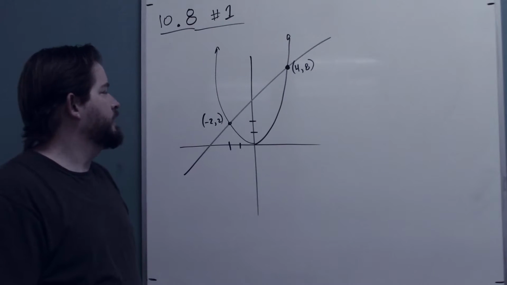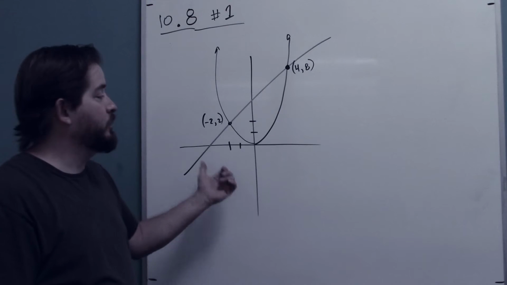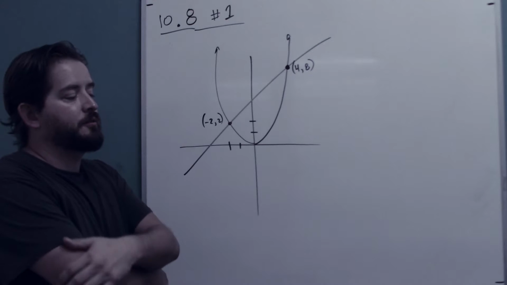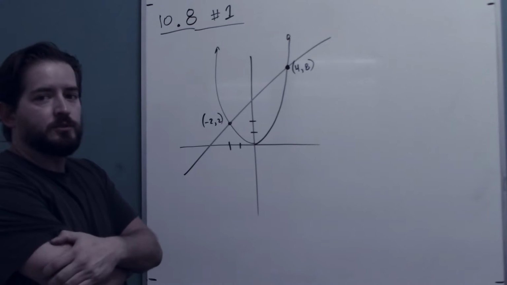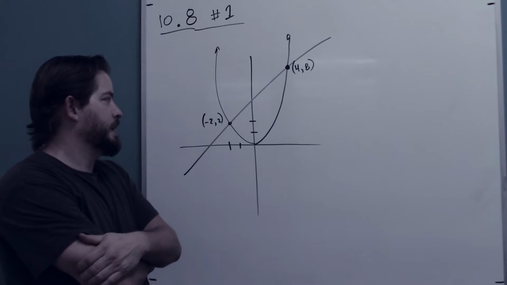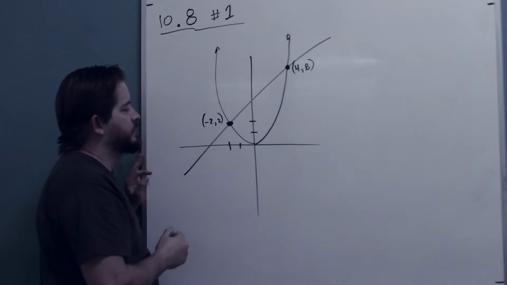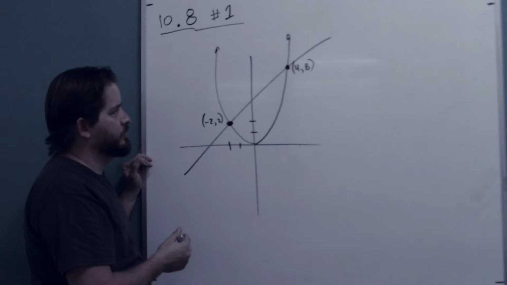So the very first one that we want to talk about is number one. It has a graph, it has a system, but it also has that system graphed out, and it asks you to find those 2 points. And they're right here. They're where the 2 graphs intersect. I kind of just rudimentarily drew this.